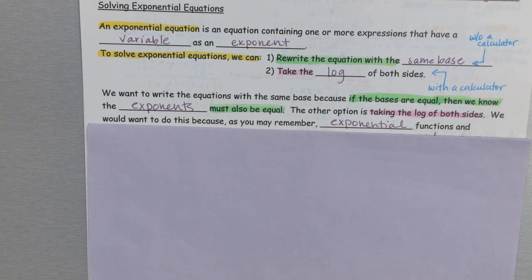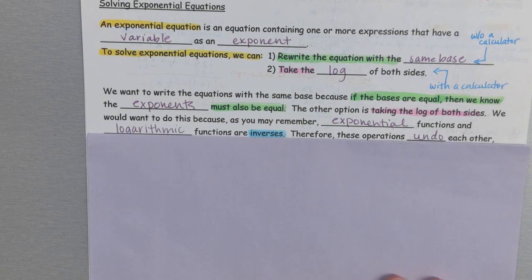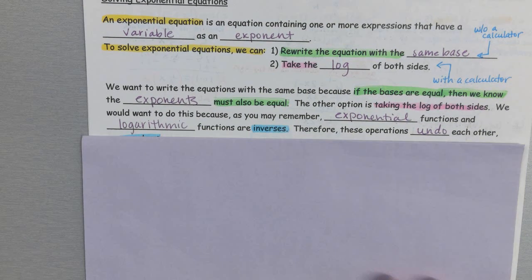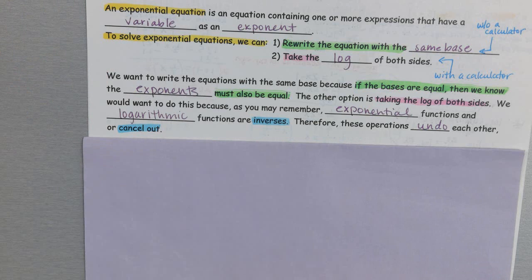And the reason why we would have to take the log to solve an exponential equation is because exponential functions and log functions are what? Yes, they are inverses. Okay, exponential functions and logarithmic functions are inverses, which means those operations undo each other or cancel out. Okay, some of this language should sound familiar of things that we already talked about. Okay, so the inverse operations are going to undo each other or cancel out.